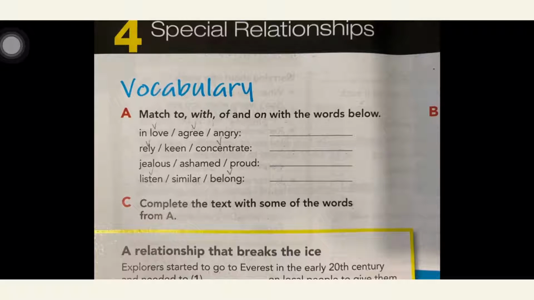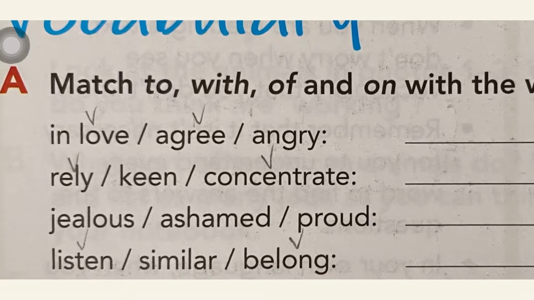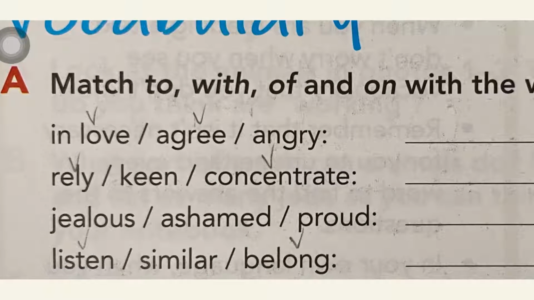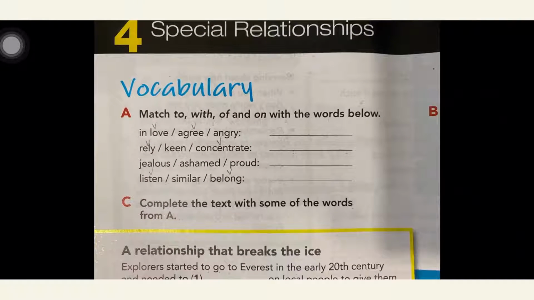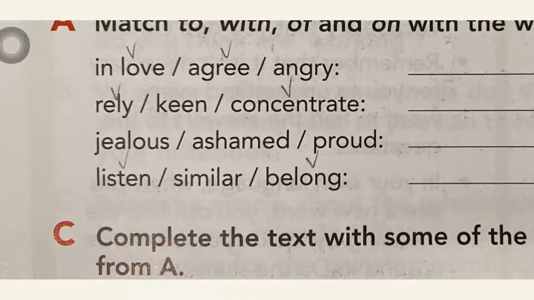Okay, so in love. I've already written the answer there. In love, I wrote V. Agree, V. Okay, can you see? In love, V. Agree, V. Rely, V. So basically, in love, agree, rely, concentrate, listen, belong are considered to be verbs. Meanwhile, angry, keen, jealous, ashamed, proud, similar are adjectives.